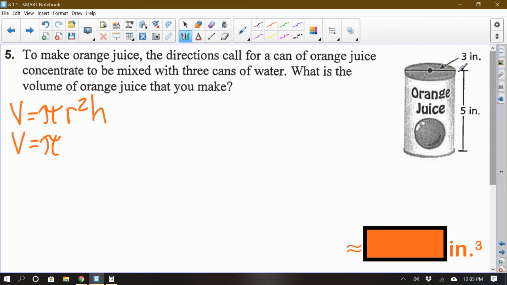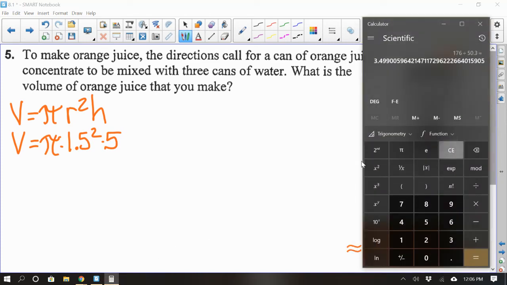R squared. Oh, now again, they gave us the diameter. So the diameter is 3. So the radius, half of that, would be 1.5. Okay, so our radius is 1.5 squared, and times the height. The height is 5. All right, time to grab the calculator again. Clear that old one. So pi times 1.5 squared times 5 equals.